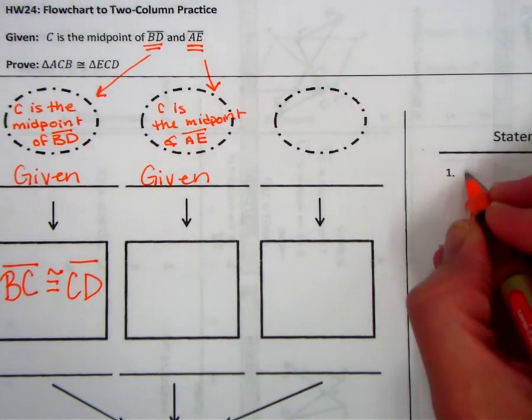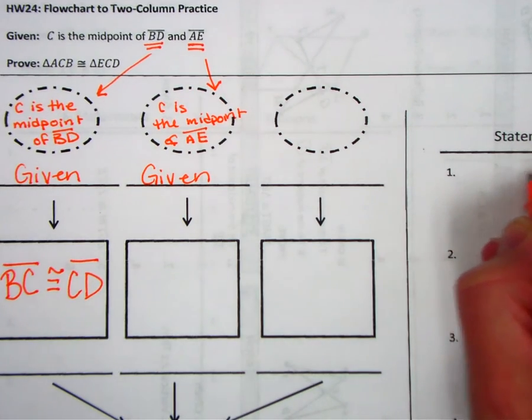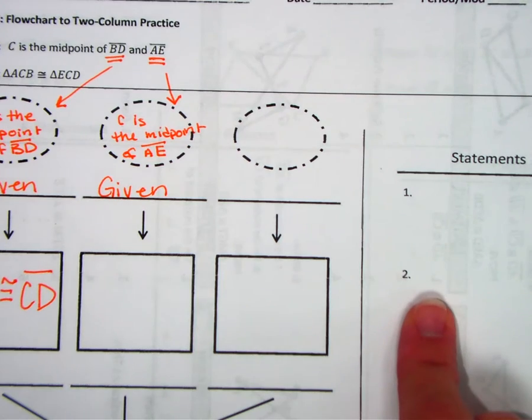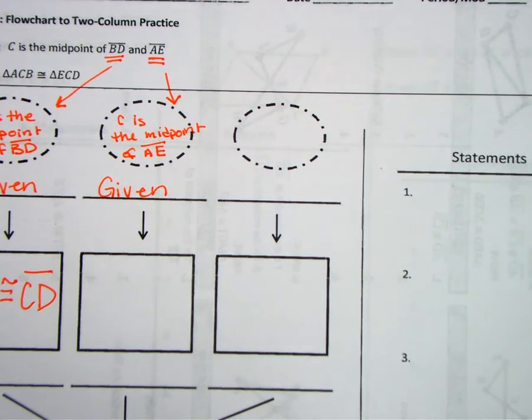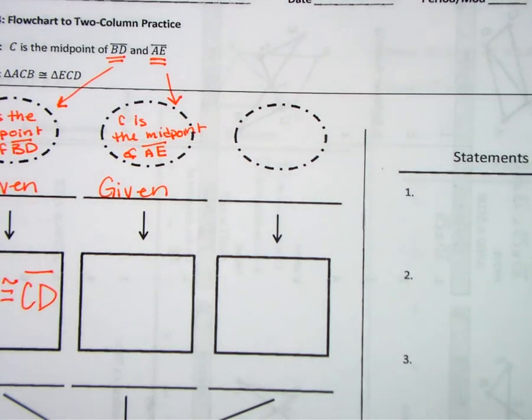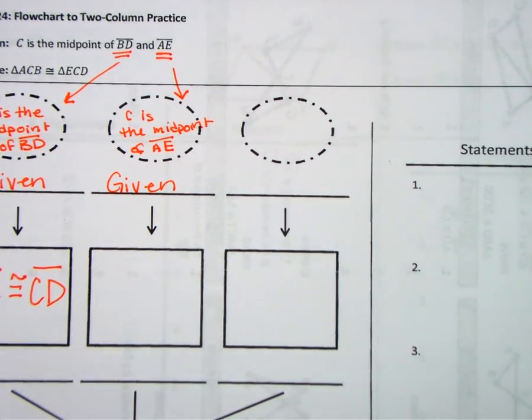So here it could be one statement where C is the midpoint of BD and AE, or you could write them out as 2 separate. But if you write them out as 2 separate, then you have to add a 6th statement and reason at the bottom. Okay, so you can kind of make a choice for that.